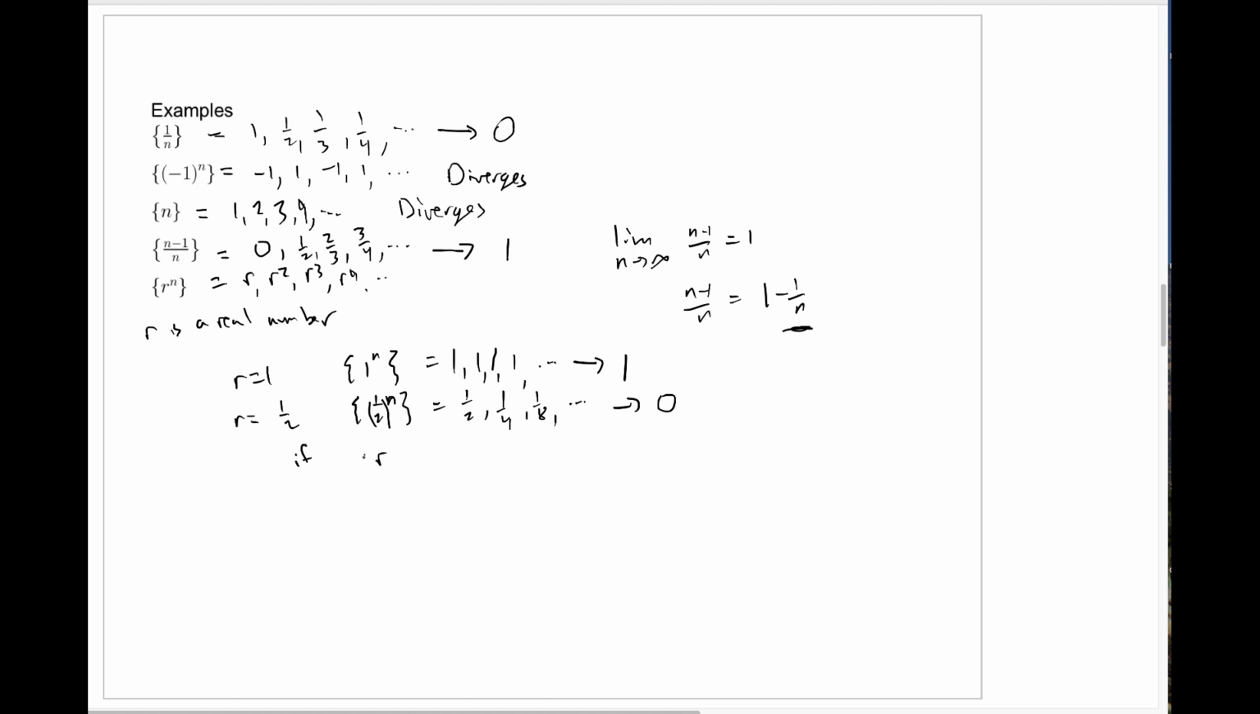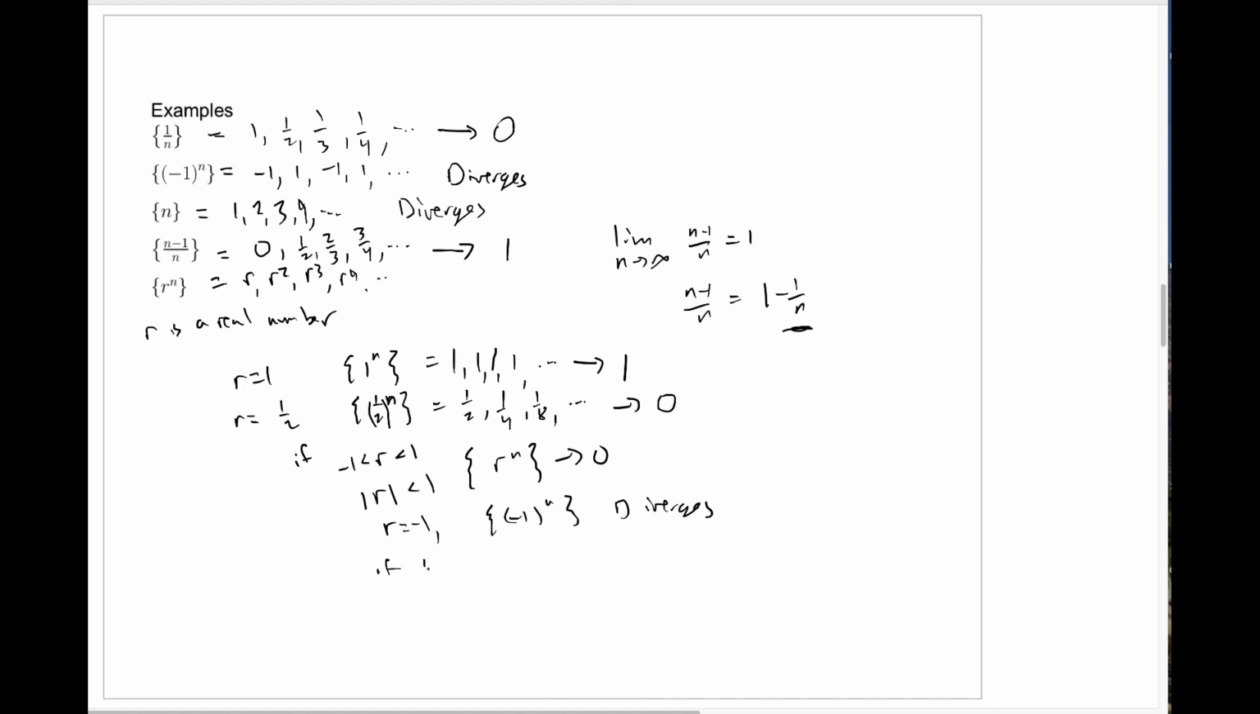In fact, if r is between -1 and 1, then it should be pretty clear that the sequence r to the n approaches 0. This is the same as saying the absolute value of r is less than 1. When you take a number whose absolute value is less than 1 and you take higher and higher powers, the number gets smaller and smaller, getting close to 0 very rapidly. If r equals -1, we have the sequence -1 to the n, which we already saw above diverges.